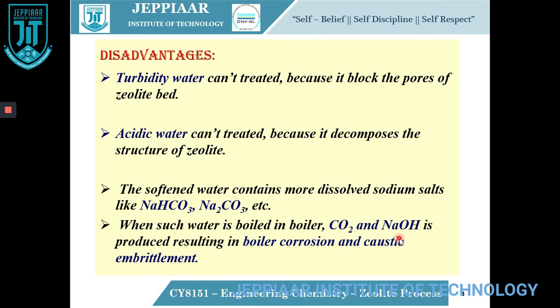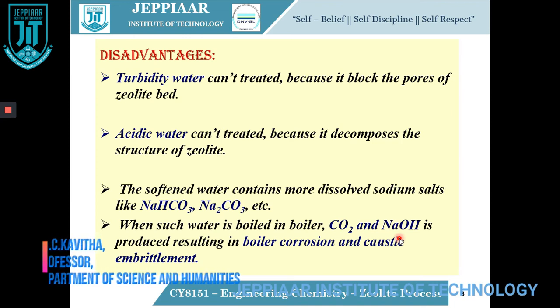Disadvantages. The main disadvantage of this zeolite process is that in this method we can treat only the cations. We are not doing any process with the anions. That's why we get cation-free water, calcium and magnesium free water. That is one of the disadvantages. And then turbid water cannot be treated because when you use turbid water in the cylinder, it blocks the pores of the zeolite bed, which reduces the ion exchange capacity of the sodium zeolite. Acidic water also cannot be treated because it decomposes the structure of zeolite.